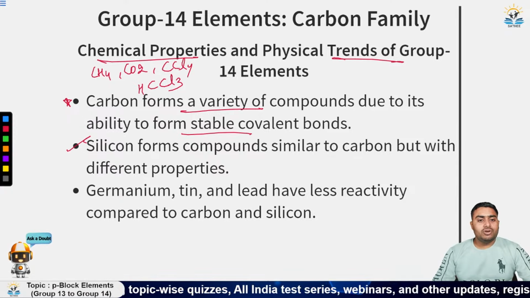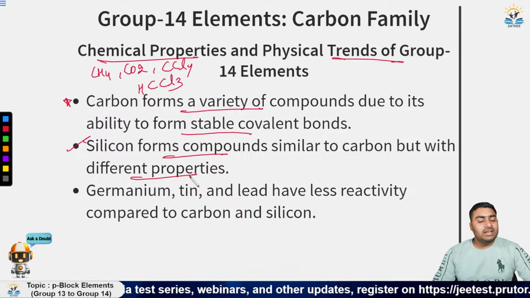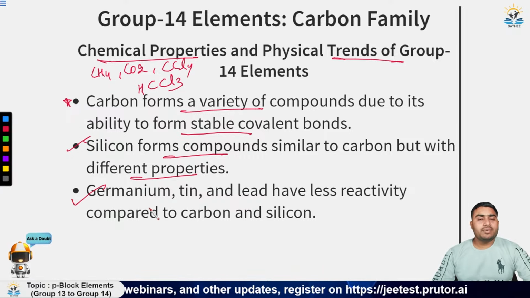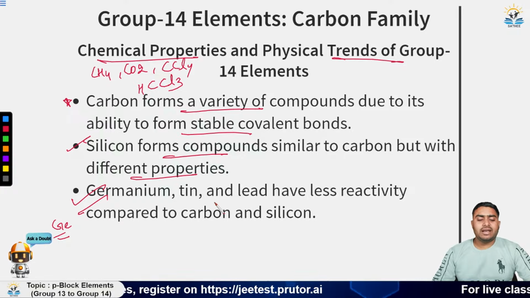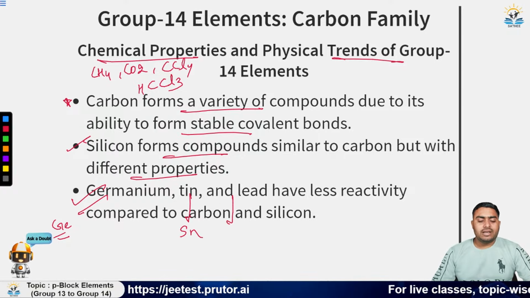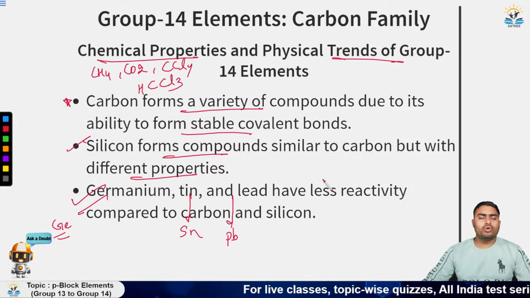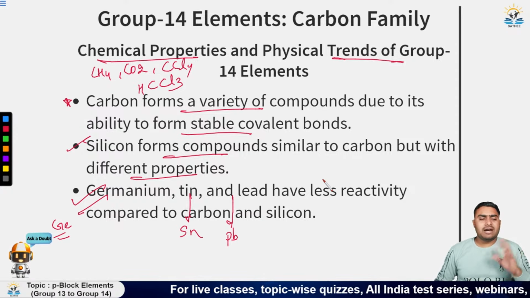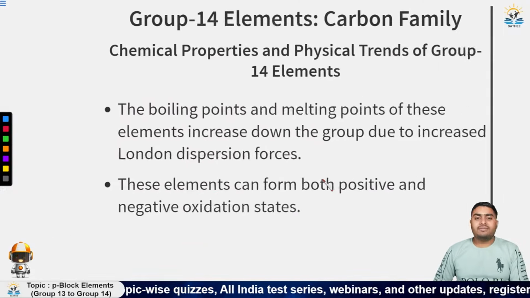Next one is silicon. Silicon forms compounds similar to carbon but with different properties. And the next one is germanium. Germanium symbol is Ge. Germanium, tin and lead. Tin symbol is Sn, lead symbol is Pb. Okay, less reactive compared to carbon and silicon. So more reactive in case of carbon family are carbon and silicon. So what you can say, if you are moving top to bottom down a group, reactivity will decrease.